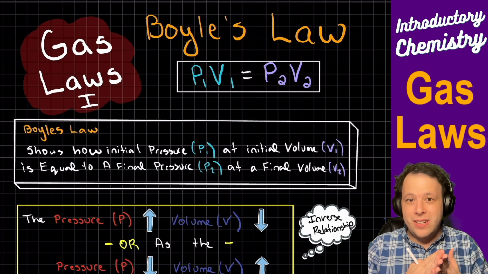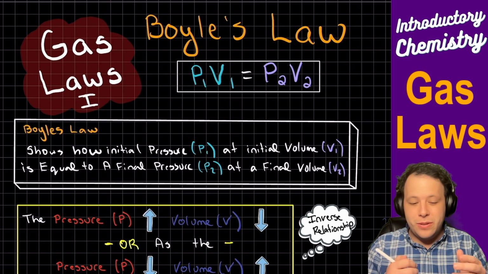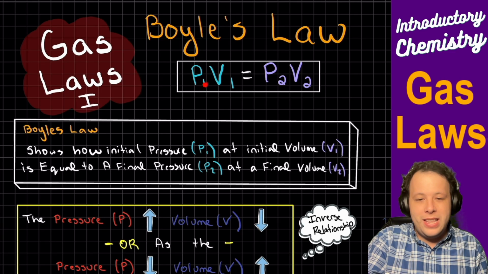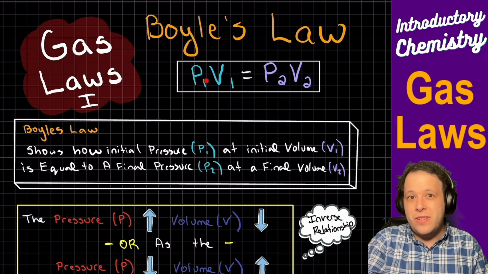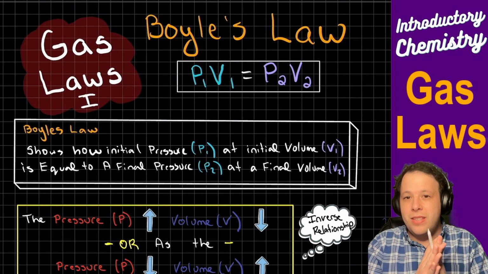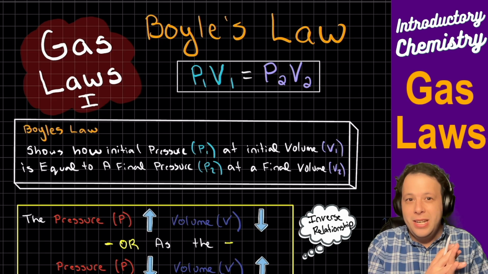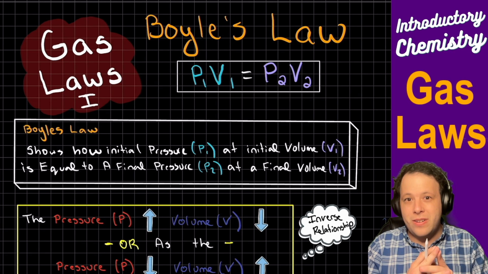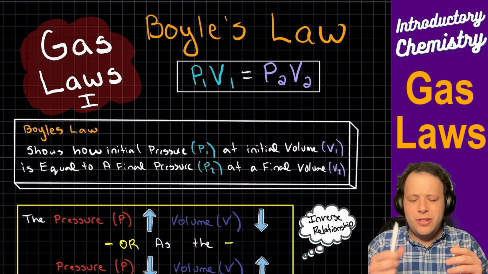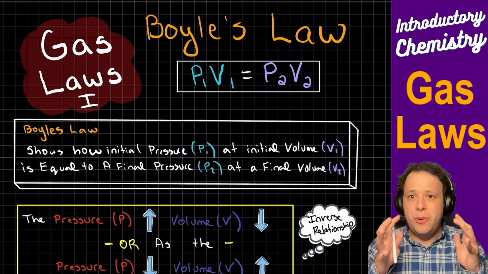What Boyle's Law tells us is that whenever you have an initial pressure and volume of a gas, we represent the initial values with a 1. An initial pressure is P1, and an initial volume is V1. Those two values are equal to a final pressure and a final volume of that gas.